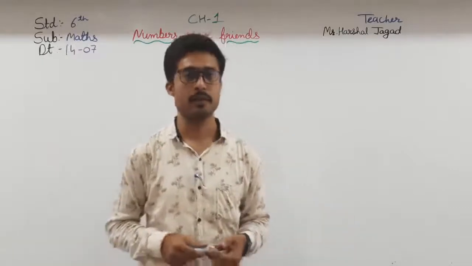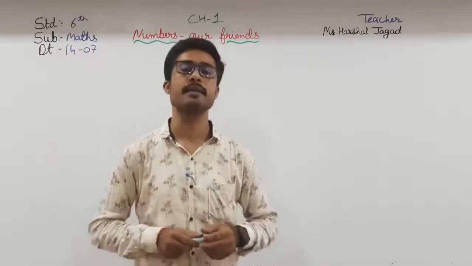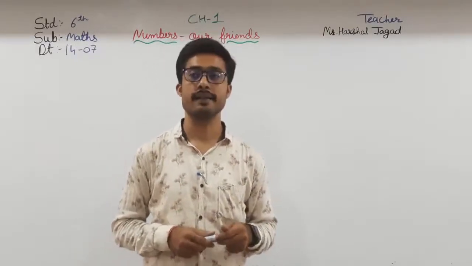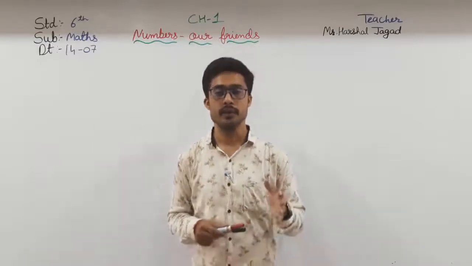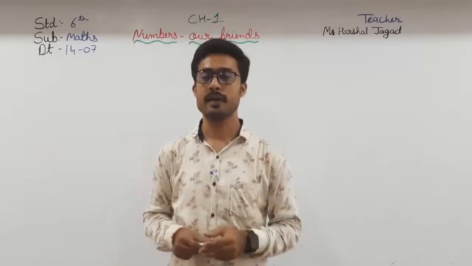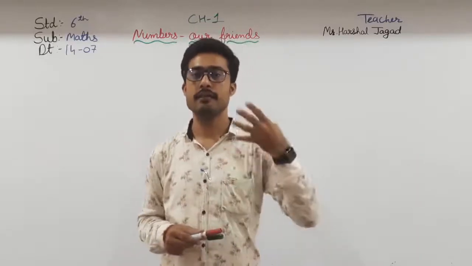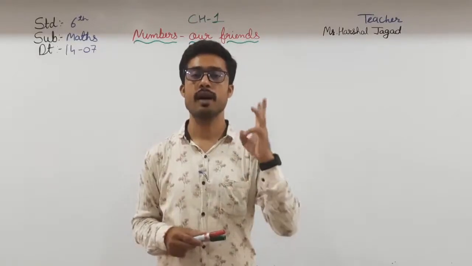1923 modern school. In the previous video we went through Chapter 1, Numbers Are Friends. In that, we started the Roman numerals and saw up to the 3 rules. So let us start from the 4th rule, but before that, let us revise rules 1, 2 and 3.